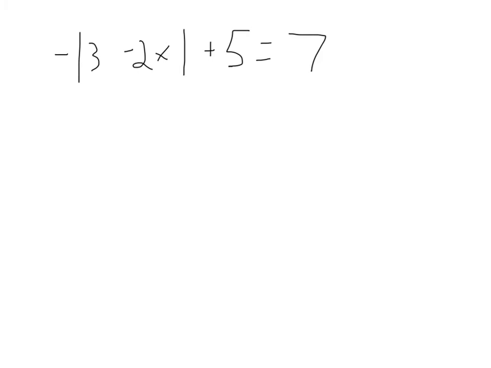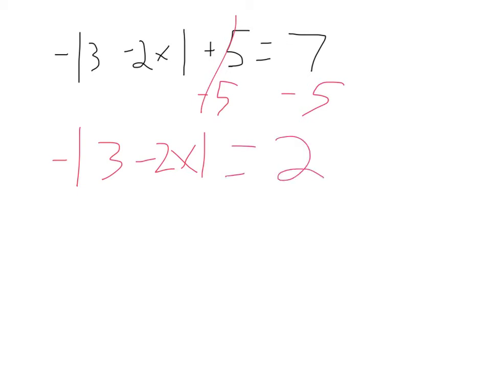So here's another example with a little bit more to it. Again, anything outside of the absolute value lines needs to be moved, so subtract 5 from both sides. Now I've got negative absolute value of 3 minus 2x equals 2. Get rid of the negative, so just change the signs. Now I'm not going to change the sign within the absolute value, I'm just basically dividing by negative 1, so that becomes positive, the 2 becomes negative.